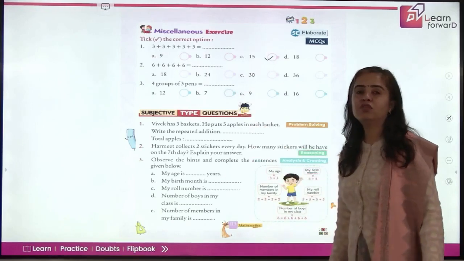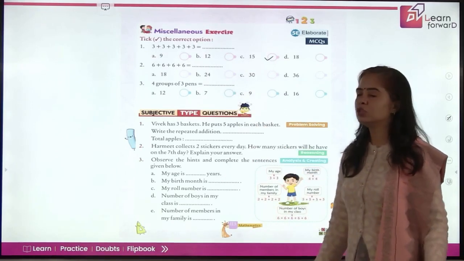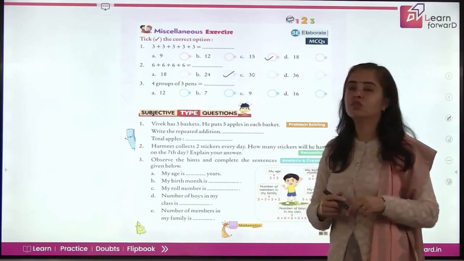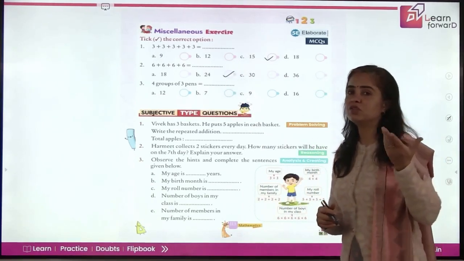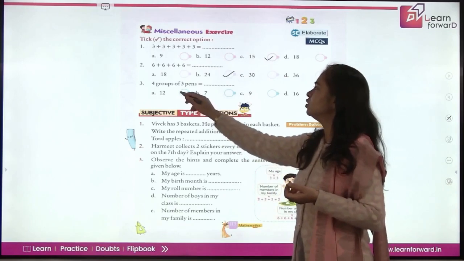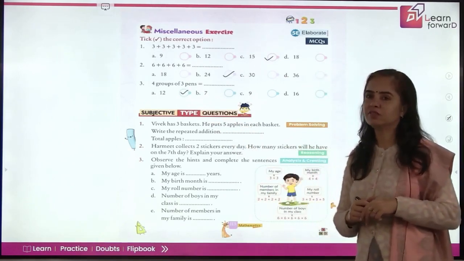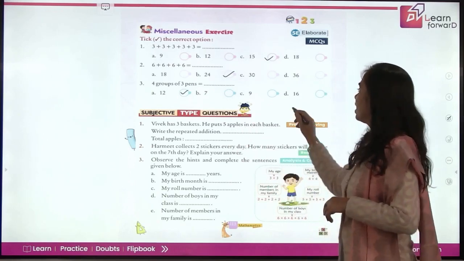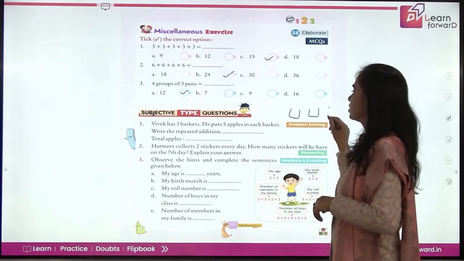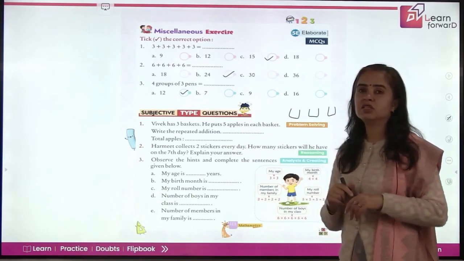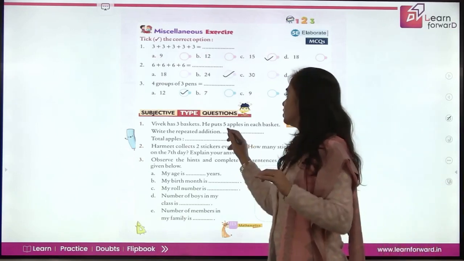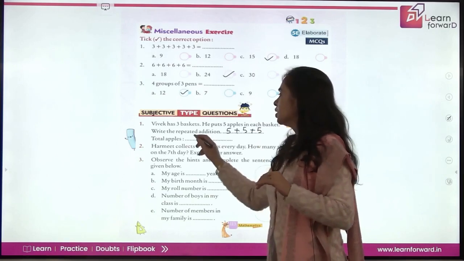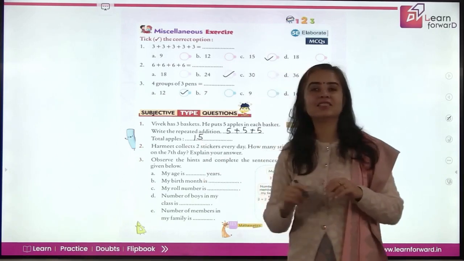6 added 4 times is? Yes, do it quickly and give me the answer. Perfect. 24. And 4 groups of 3 pens each will be how many pens? 12 pens. Now, subjective type questions for you. Vivek has 3 baskets. He puts 5 apples in each basket. Write the repeated addition. So, he is putting 5 apples in each. 5 plus 5 plus 5. Total is? Good answer. This is 15.